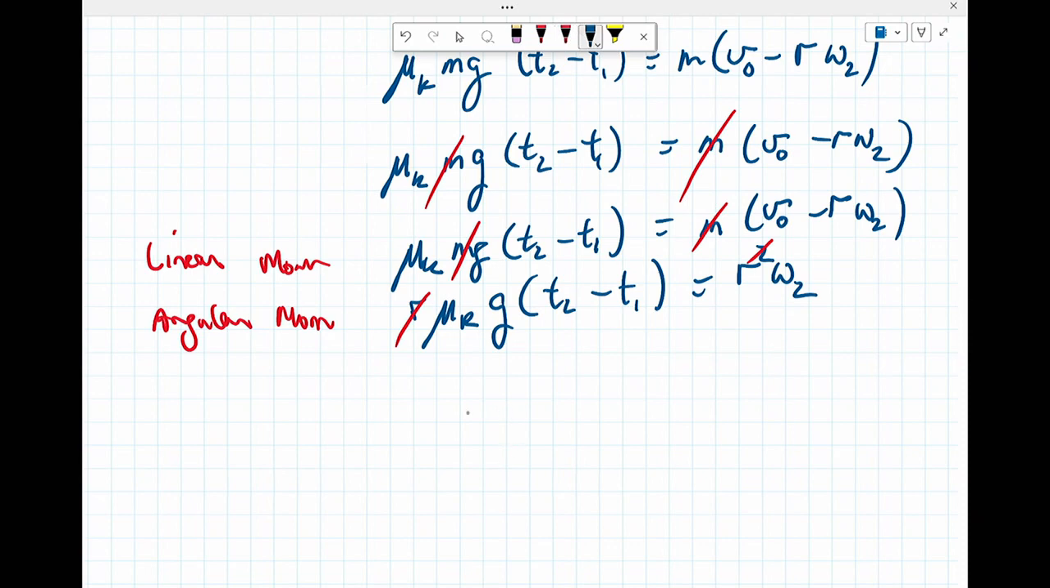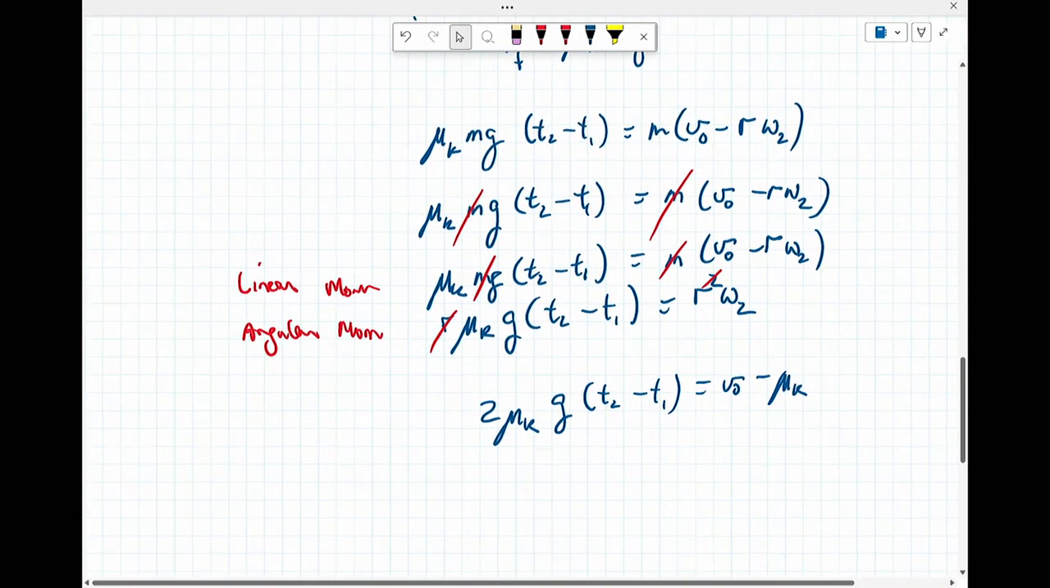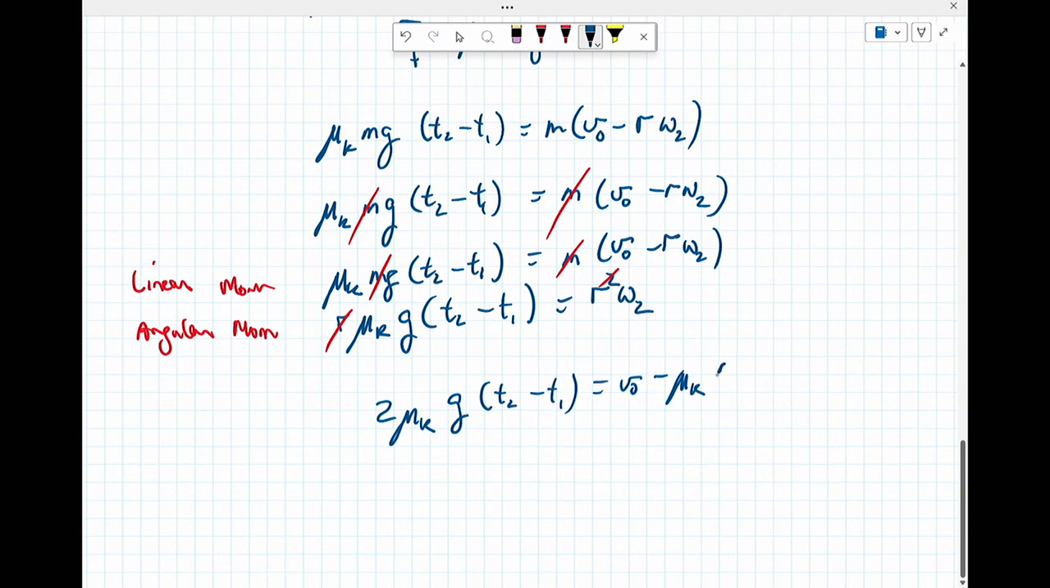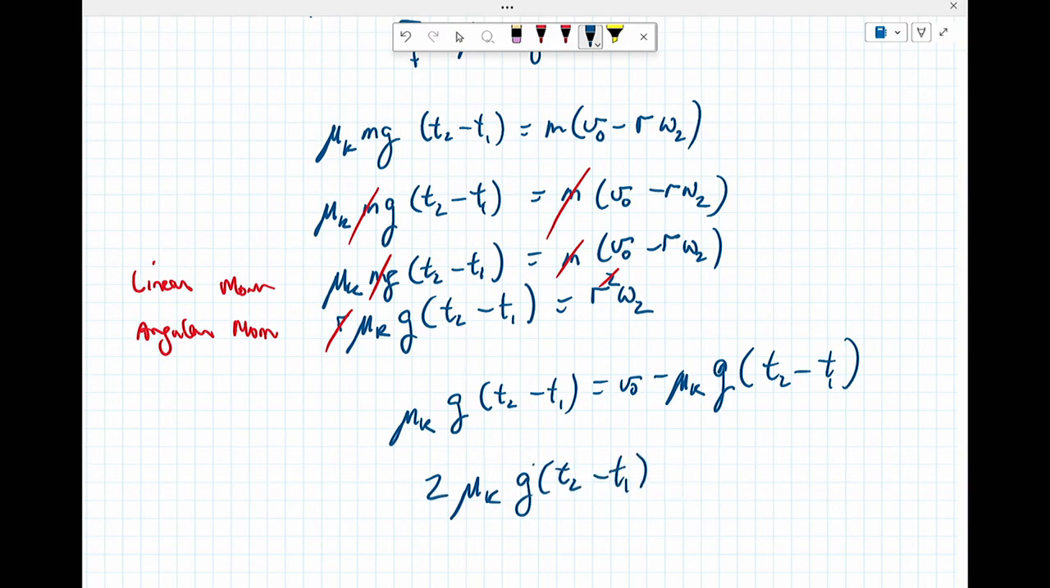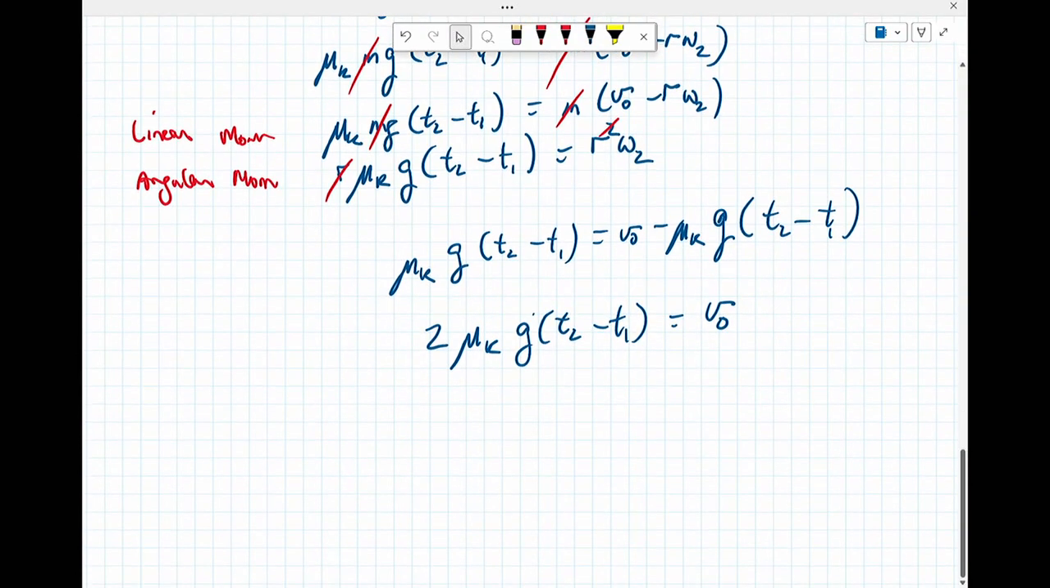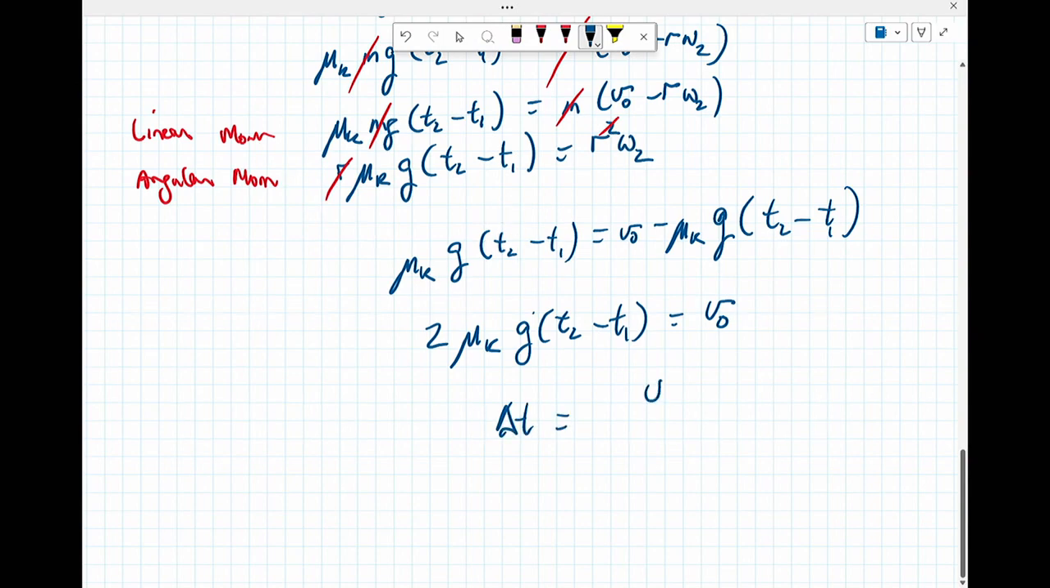So bringing them together, twice mu k g times t2 minus t1 equals v naught minus mu k g times t2 minus t1. And then twice mu k g times t2 minus t1 equals v naught. And delta T is equal to v naught divided by twice mu k g.